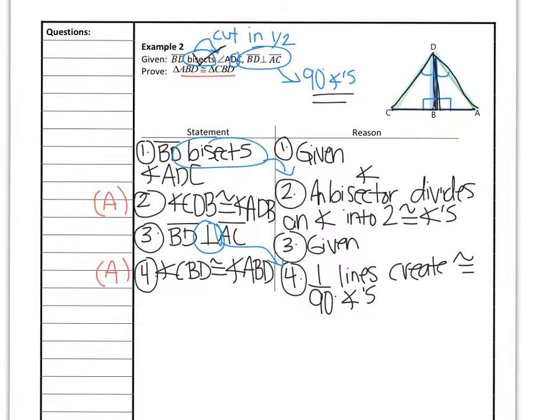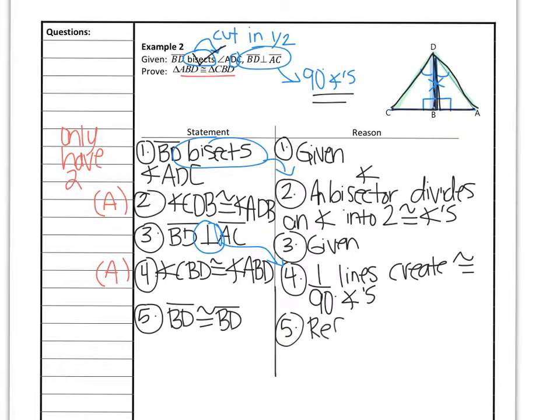So I only have two pieces, so I need one more. Okay, so now I need to go ahead and look for those vertical angles or reflexive property. Hopefully you guys can see that on these two triangles, BD is that shared side again. So we're going to go ahead and use BD as the reflexive side. So BD is congruent to BD. Step 5 is the reflexive property.